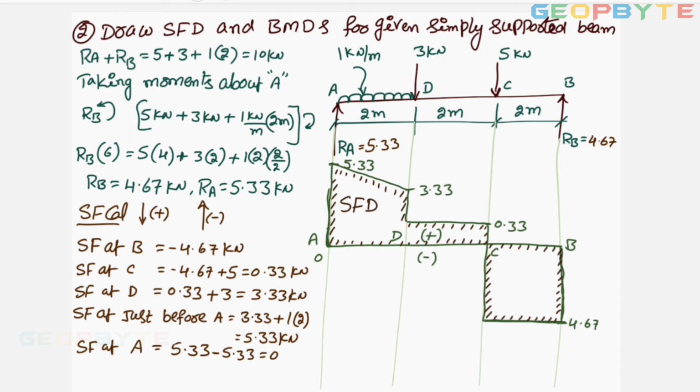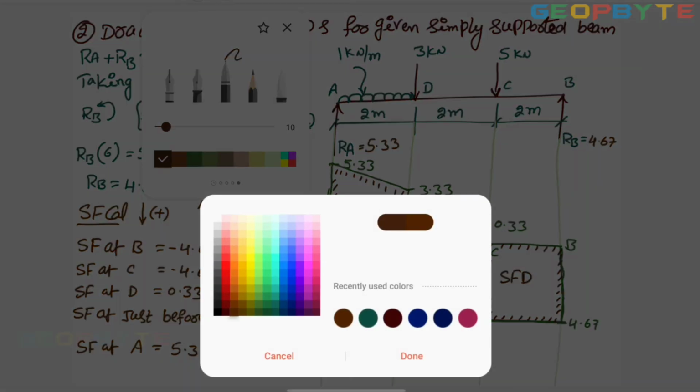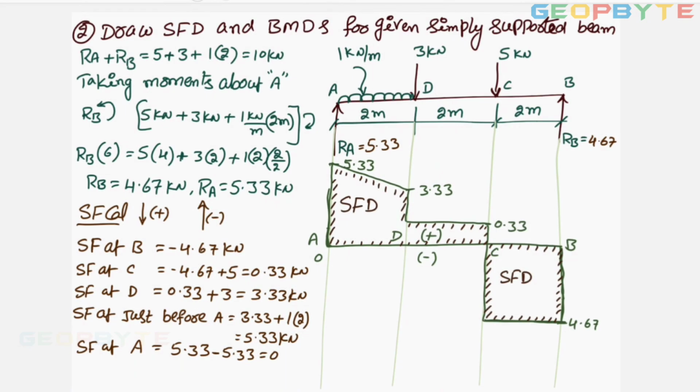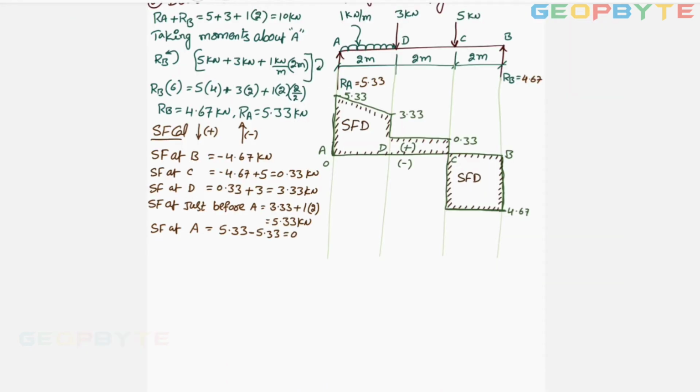SFD. This is the shear force diagram. Now come to the BM calculations. BM calculations, maybe like this. Clockwise moment should be taken negative. Anti-clockwise moment should be taken positive.